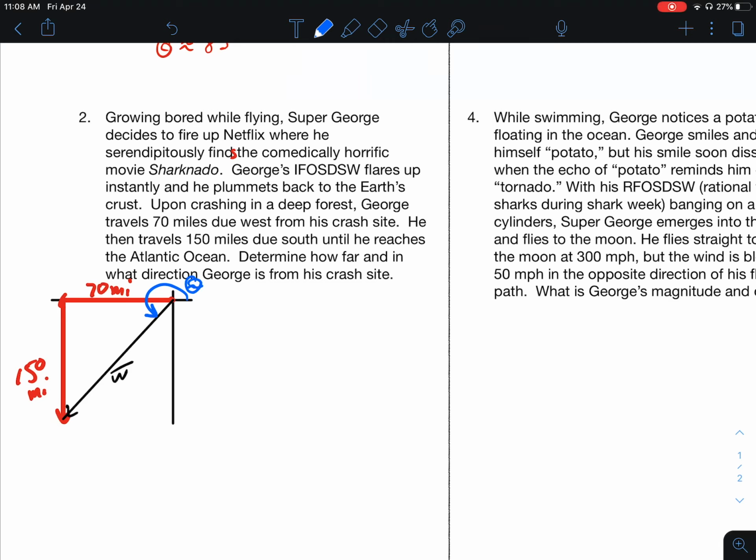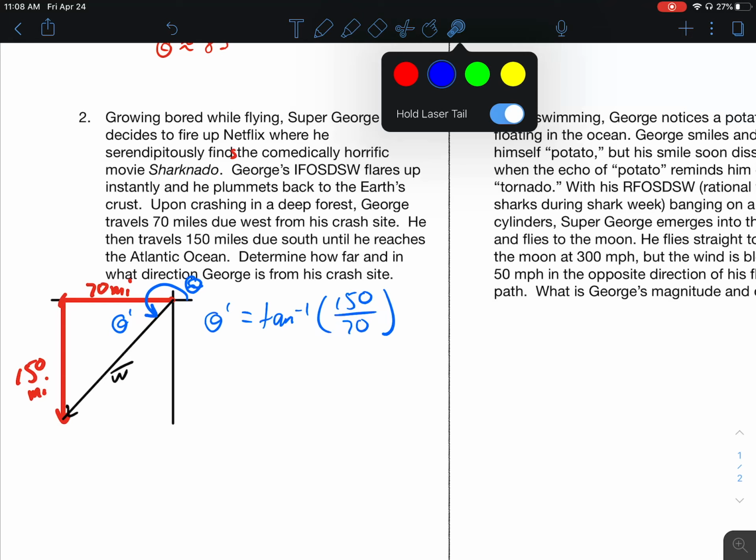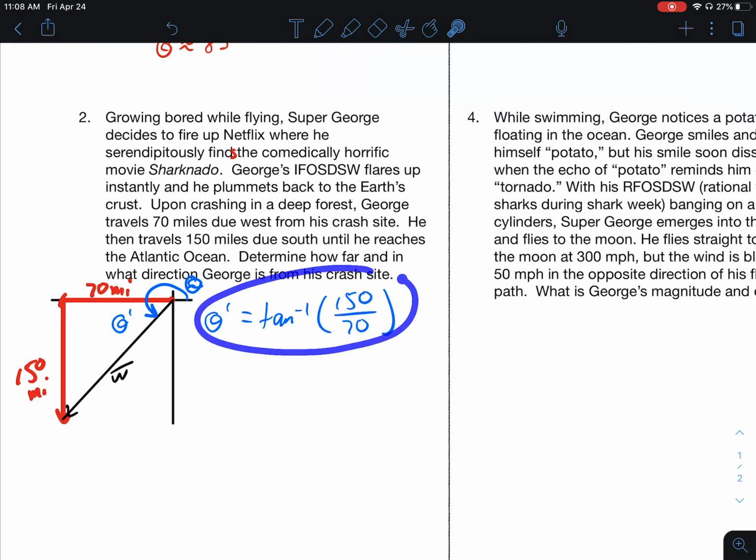Before we find theta, we should probably try to find theta prime. Theta prime is going to be tangent inverse of y over x. Now, it is true that this 150 is down, so it's negative. But when we're doing this reference triangle, I think it's fine if we just treat this as an angle in standard position. Once we know this reference angle, we're going to add 180 to it.